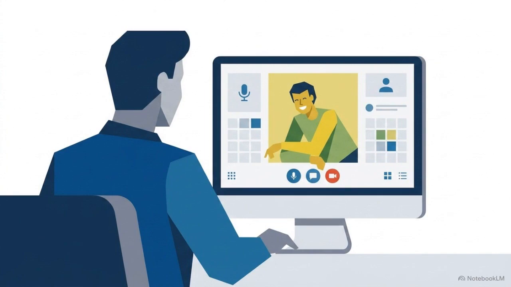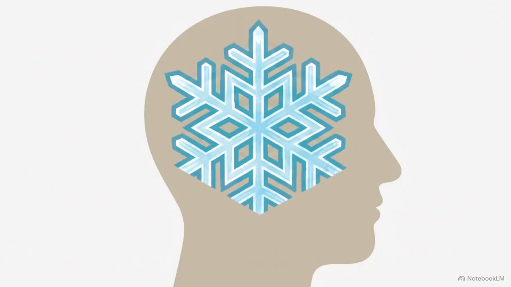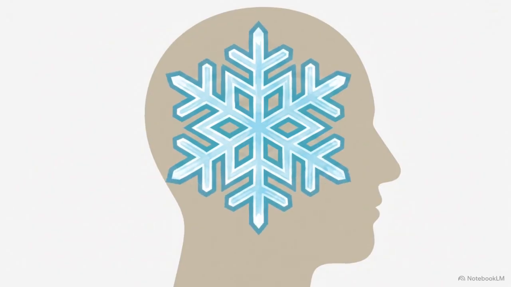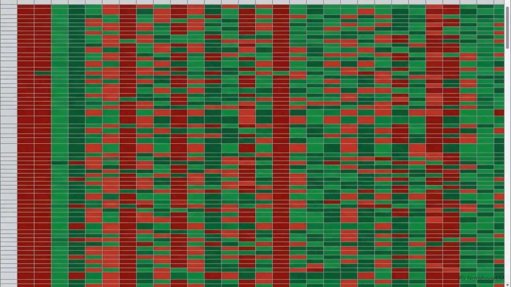You are on a demo call with a promising prospect. The conversation is going perfectly until they ask, "So, how is your product different from," and they name your biggest competitor. Suddenly, you freeze.